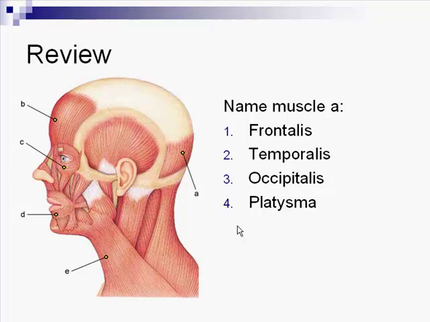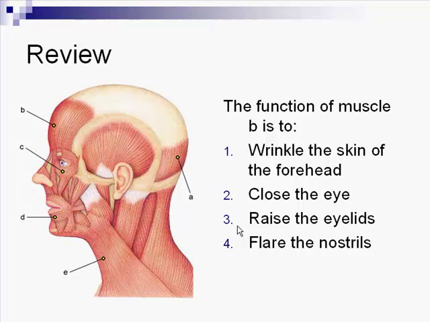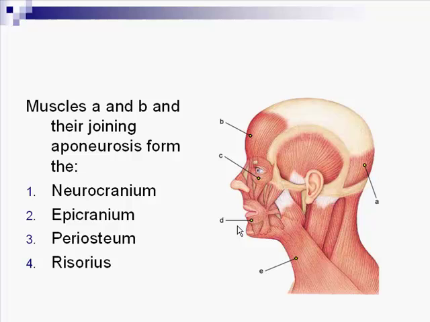Okay, let's review. What is muscle A? If you said 3, you'd be correct. How about the function of B? This wrinkles the skin of the forehead. Remember, frontalis muscle for surprise. Muscles A and B in their joining aponeurosis form the, if you said 2, epicranius, you'd be correct.